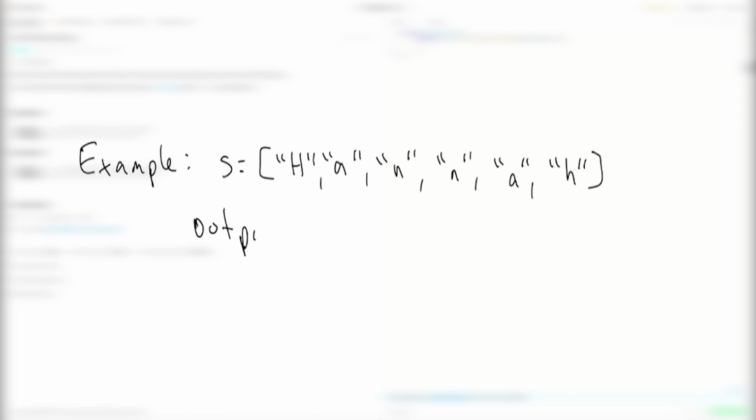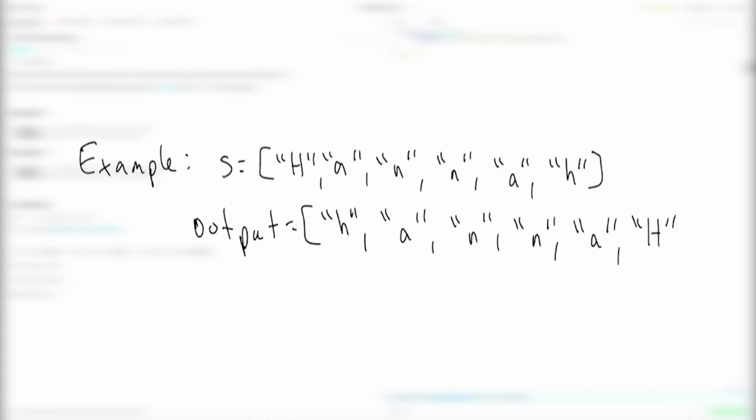The next one's a little bit longer, but nothing different. So s is going to equal Hannah. This one's a little bit more confusing because a lot of these characters are the same, but let's go take a look at the output. So we take a look at the last index. It's going to be lowercase h, so that'll be the first index. Then next we have A, next we have N again, A, and finally an uppercase H. Like I said, really nothing too crazy here. This is nothing we need to worry about.